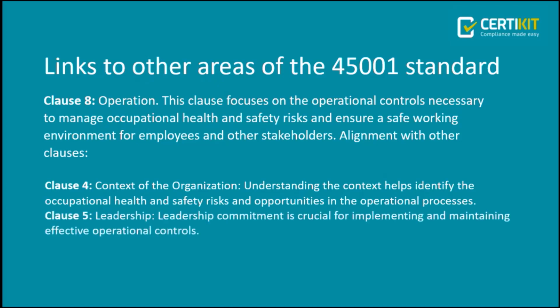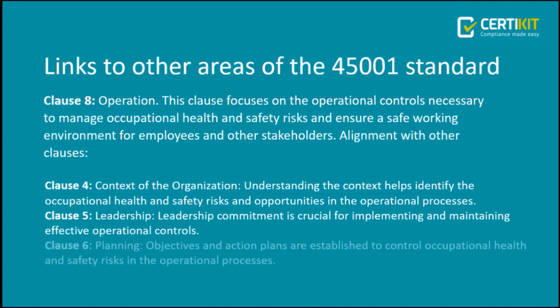Clause 5, leadership, again, is crucial for implementing and maintaining effective operational controls, because without the support of the top person, you're not going to get things pushed through when you need them. So if you need extra firefighting equipment, first aid equipment, and you haven't got the support to get that budget through, it's all going to fall over. So clause 5 is an important support for clause 8. And clause 6, objectives and action plans established to control occupational health and safety risks in the operational processes.